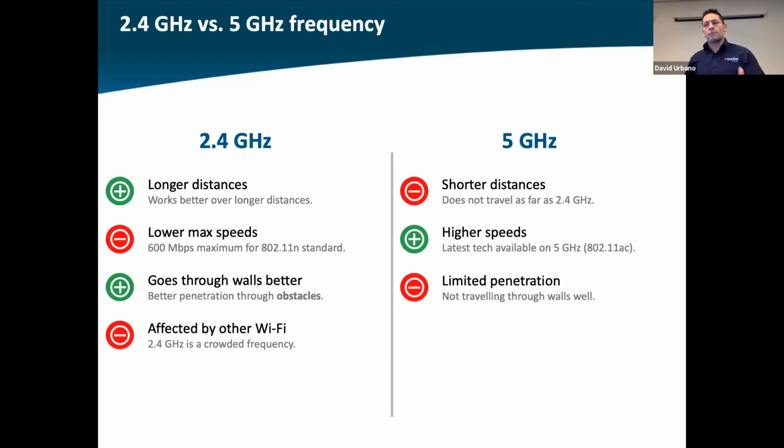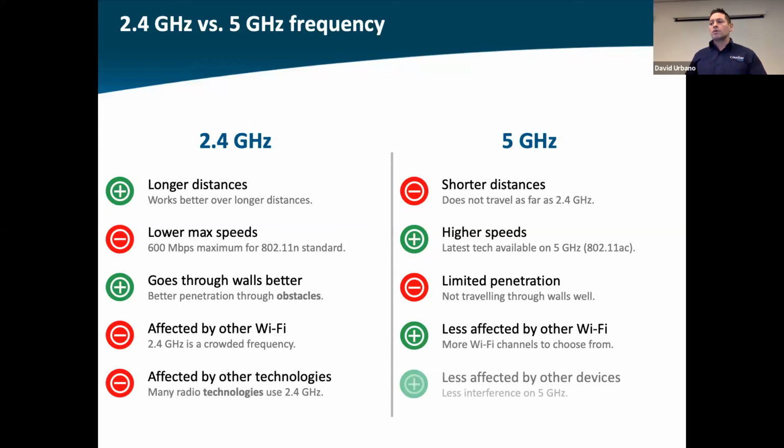2.4 works better to go through obstacles, again because of the physical characteristics of the wavelength, which is obviously bigger or wider than 5 gigahertz, and 5 gigahertz will have certain limitations in terms of penetration. On saying that, nowadays the actual antennas and the array of antennas have evolved to increase the power of 5 gigahertz, and I'll show you as well what is possible, right?